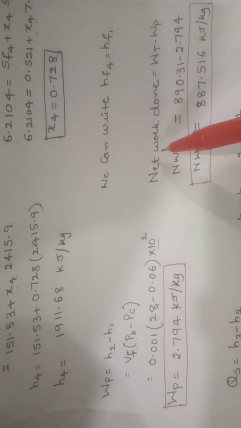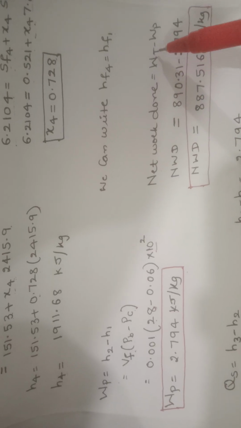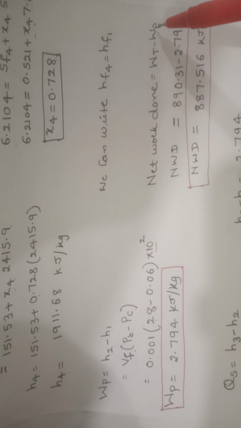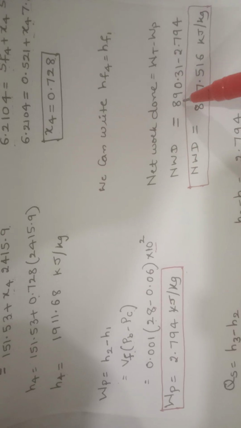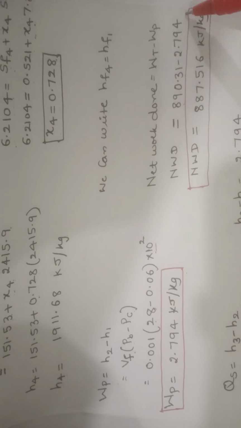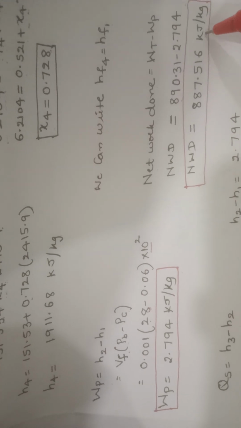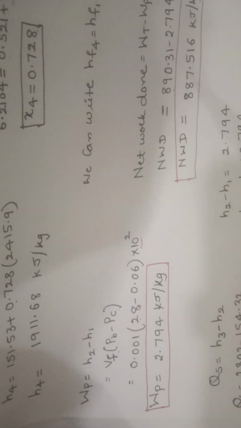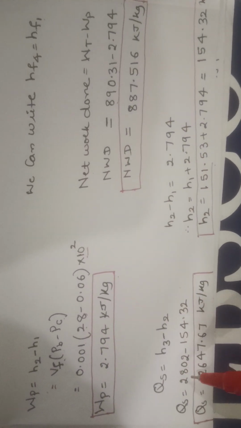So now our next step is to calculate net work done, which is given by the formula work done by the turbine minus work done by the pump. So net work done is given by work done by the turbine minus work done by the pump. So net work done is 887.516 kilojoules per kg.